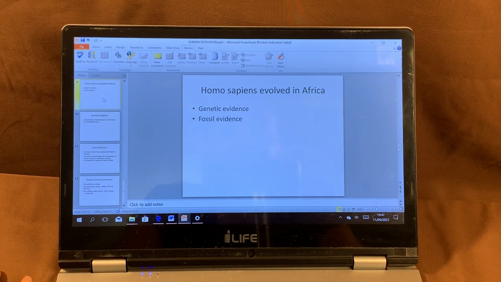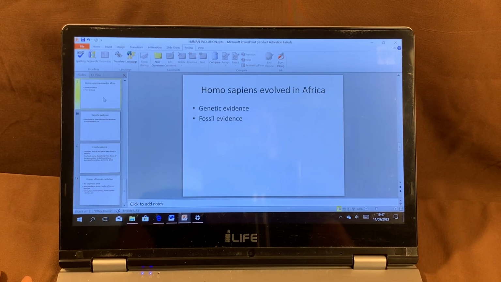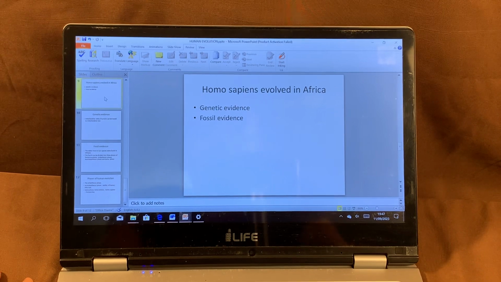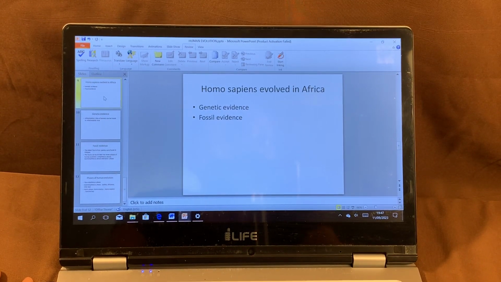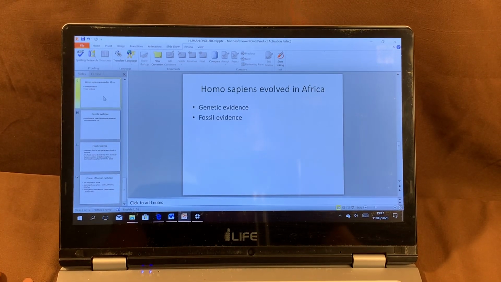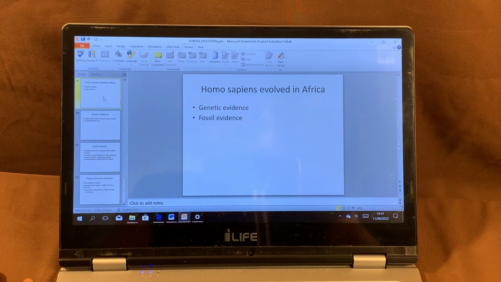Right. And then there's also another statement that says Homo sapiens evolved in Africa. Why are we saying that? We're saying that because we found genetic evidence. We also found fossil evidence. Bolusi, I think, was found in Africa. The Taung child was found in Africa.